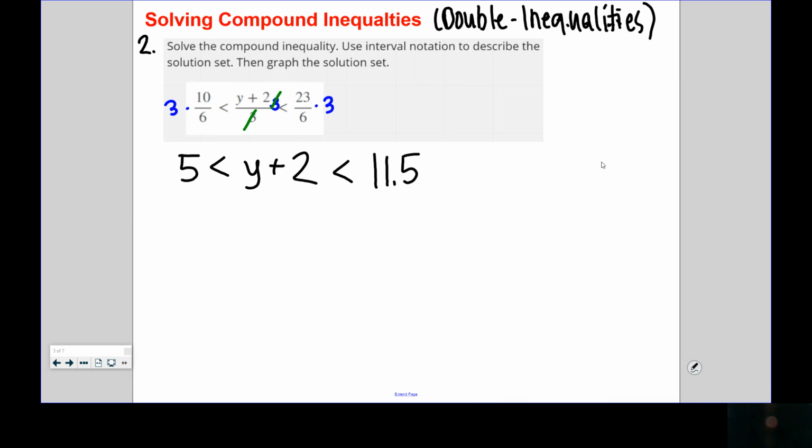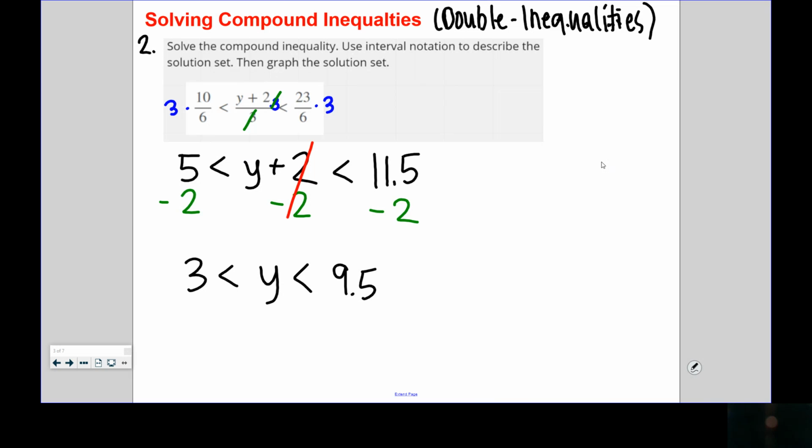We're almost done now. Remember, our goal is to just get y by itself. So what should we do to get y by itself here? Minus 2. And again, you're going to do that to every side. So do it to the middle, do it to the right, do it to the left. That's probably the most common mistake here, that people will just subtract 2 from the right-hand side and forget to do that over here. So on the left, we have 5 minus 2 is 3, less than y, less than 11.5 minus 2, 9.5. And we have completed the first step.